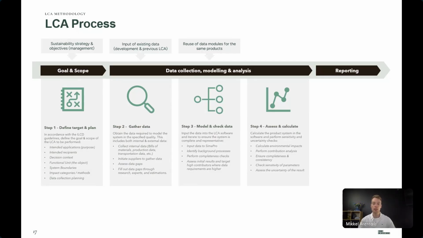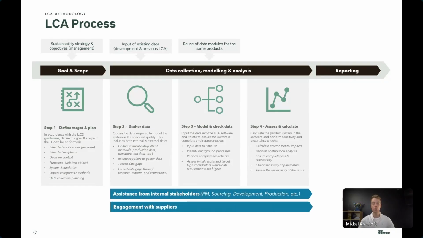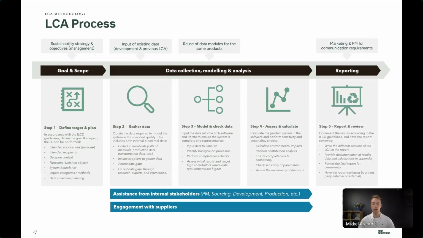This process of these 3 steps of data collection, modeling, and also calculation are very iterative. The first results show any data gaps, and where in your product system specific data is especially important, which informs the next data gathering process and then the next calculation. It also includes assistance from internal stakeholders such as product management, sourcing, production, and also product development, and engagement of suppliers externally to get the required data. The study is then documented according to the standards and presented according to the scope of the study. For example, if there are any special requirements from marketing to the communication of the results.